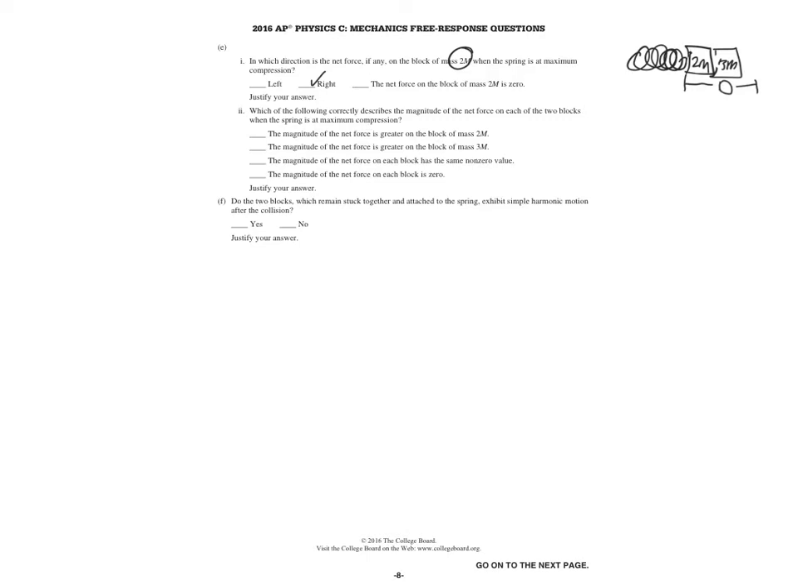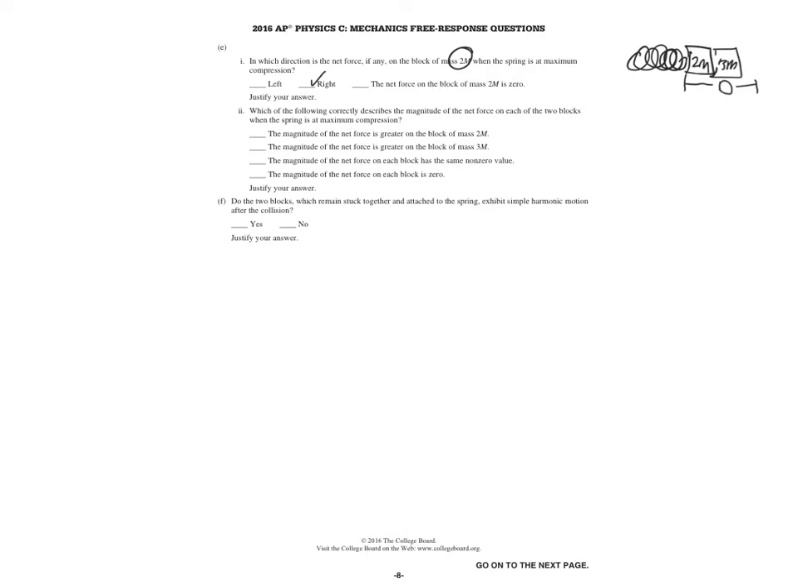Number 2, which of the following describes the magnitude of the net force on each of the 2 blocks when the spring is at maximum compression? The magnitude of the net force is greater on block 2m, or the magnitude of the net force is greater on block 3m, or the magnitude of the net force has the same non-zero value, or the magnitude of the net force on each block is 0. So, let's see.